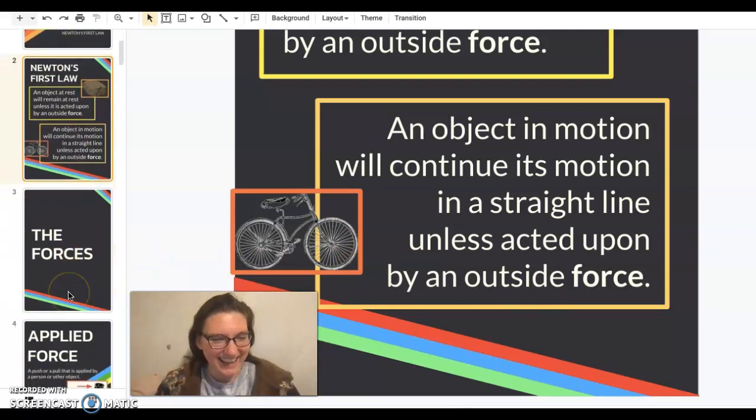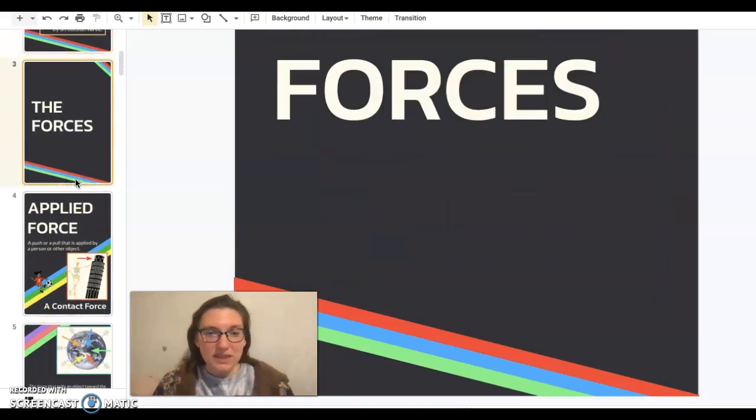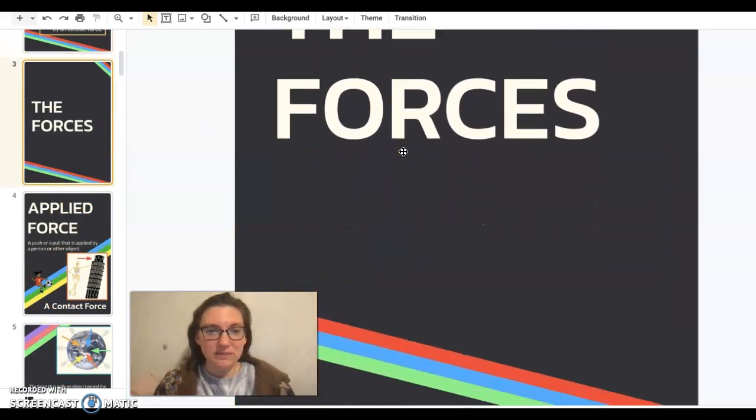So for example, if I throw a ball in the air, it's going to go straight except for that gravity's acting on it, so it's going to come down. But if I was in outer space, right, if a thing starts going in one direction, it's going to keep going in that direction unless something else acts on it. So these are the forces.